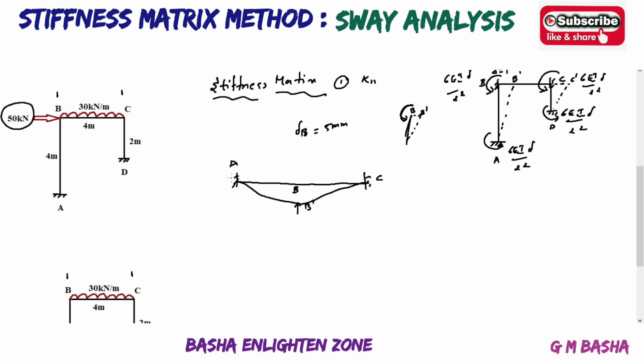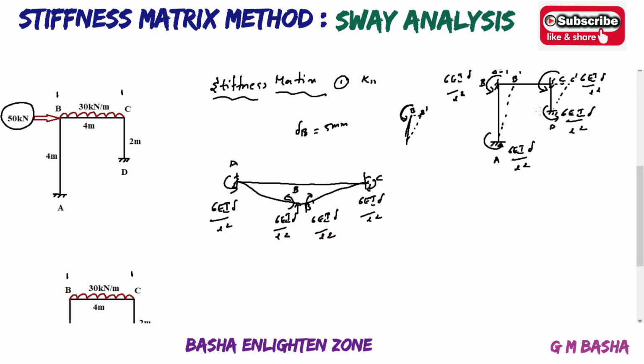So what are the moments that take place here? We know whenever your left hand support is at the higher end, both will be clockwise moments, that is 6EI delta by L square. Similarly here also 6EI delta by L square. Whenever your right hand support is at the higher end, both moments will be positive, 6EI delta by L square. Here also 6EI delta by L square.